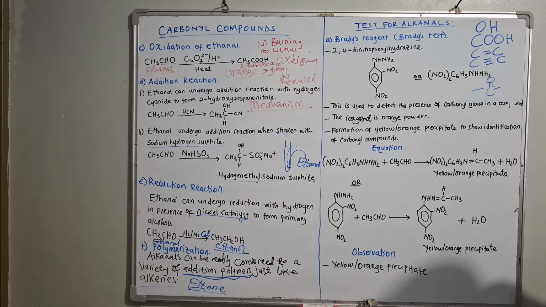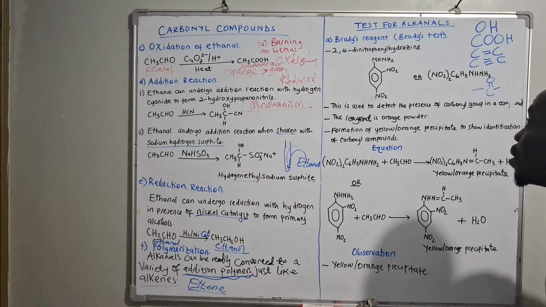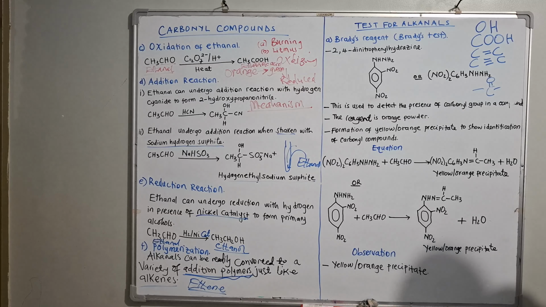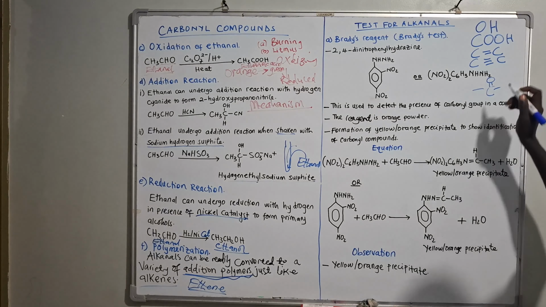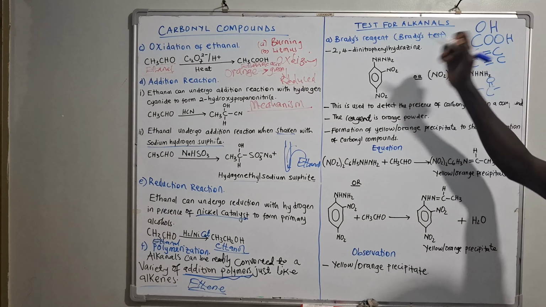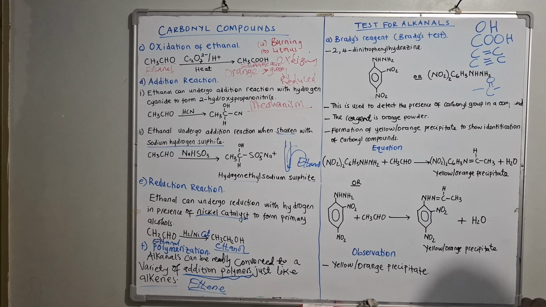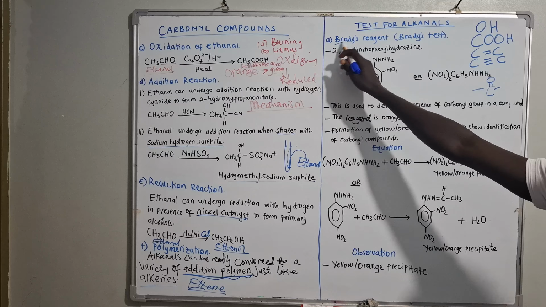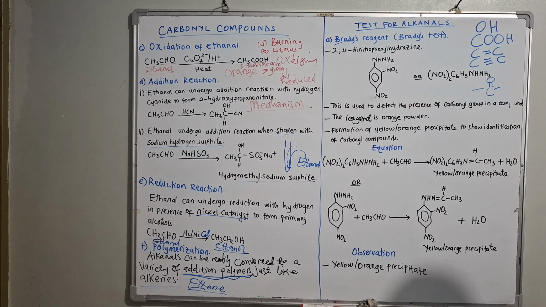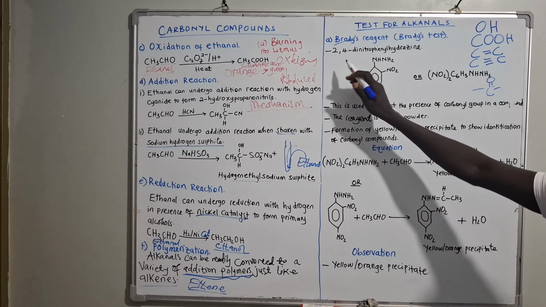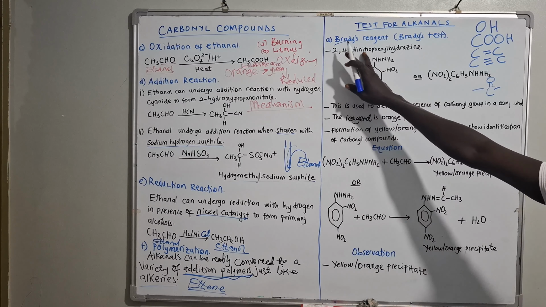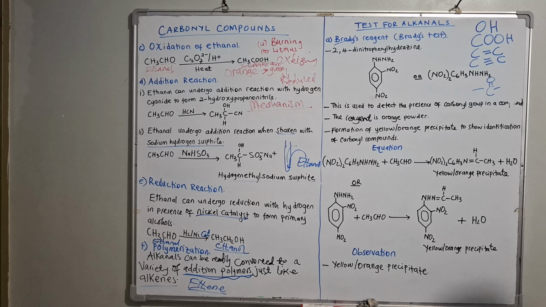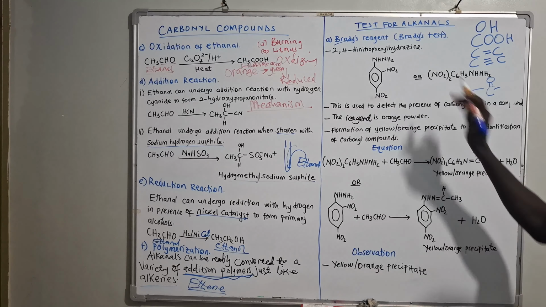That's why it is very, very important for us to distinguish between these different functional groups. And when we are distinguishing, we are focusing on the functional group. Why? Because that is where the reaction is occurring in the molecule. So the reagent used here is what we call Brady's reagent. This was a man called Brady, and he came up with this reagent, and it is called 2,4-dinitrophenylhydrazine, and it is written like that.